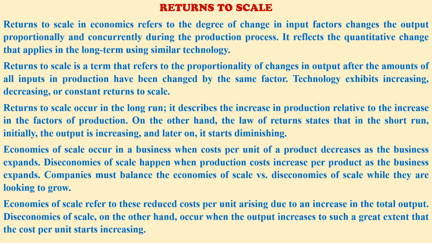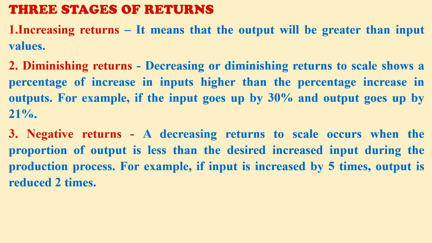Economies of scale occur in a business when costs per unit of a product decreases as the business expands. Diseconomies of scale happen when production costs increase per product as the business expands. Companies must balance the economies of scale versus diseconomies of scale while they are looking to grow. Economies of scale refer to these reduced costs per unit arising due to an increase in the total output. Diseconomies of scale, on the other hand, occur when the output increases to such a great extent that the cost per unit starts increasing.